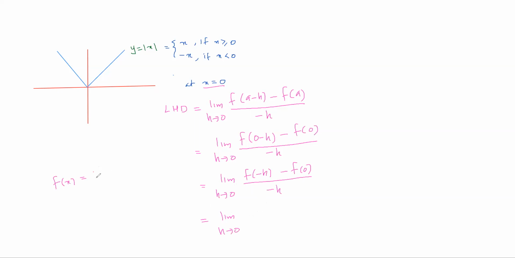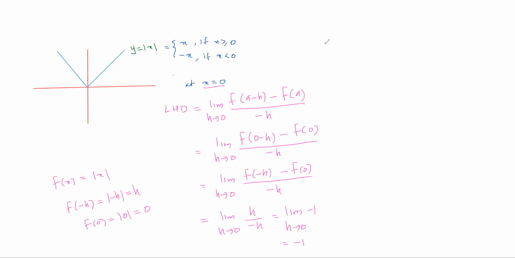f of x is equal to mod x. So f of minus h, that is modulus of minus h, is h. And f of 0, modulus of 0, is equal to 0. So that is h divided by minus h, which is the limit of minus 1 as h approaches 0, which is equal to minus 1. So the left hand derivative is minus 1.